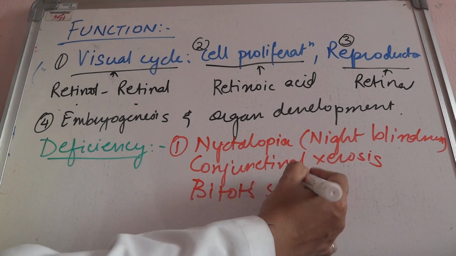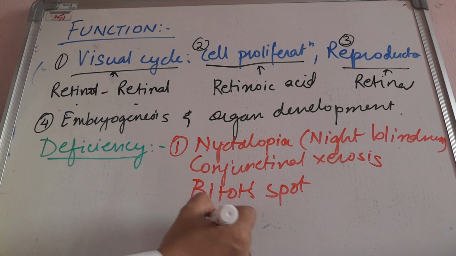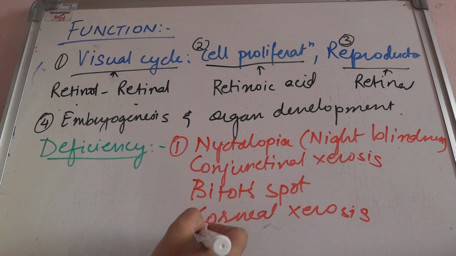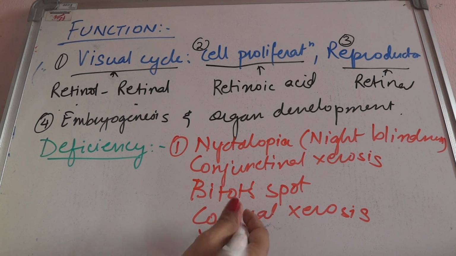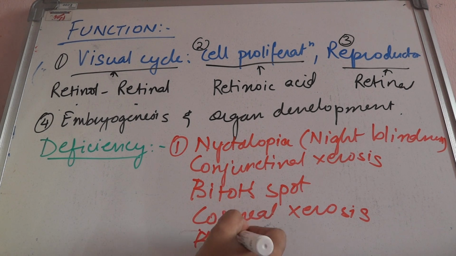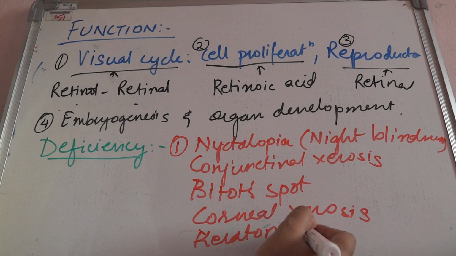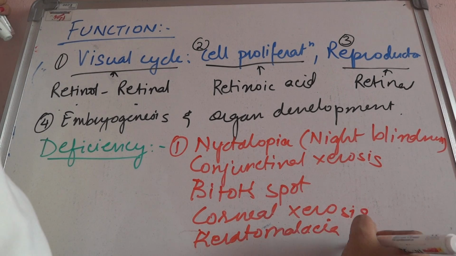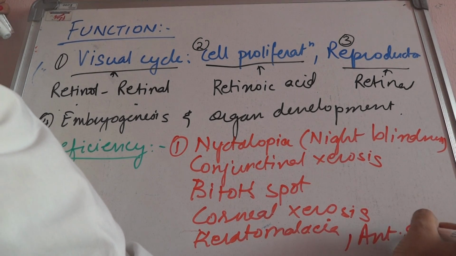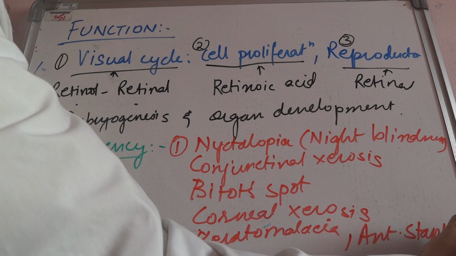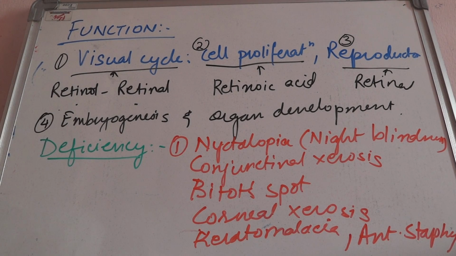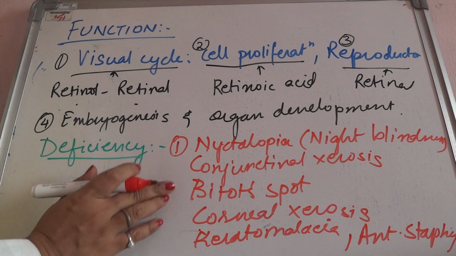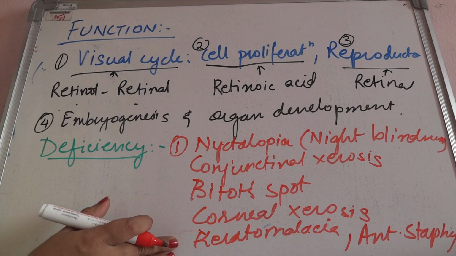These are all eye related. Fourth is corneal xerosis. Fifth is keratomalacia. And the last one is anterior staphyloma. So these are the important points visually: nyctalopia, conjunctival xerosis, Bitot spots, corneal xerosis and keratomalacia.